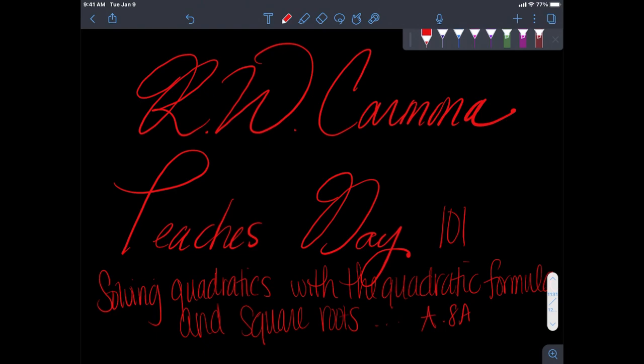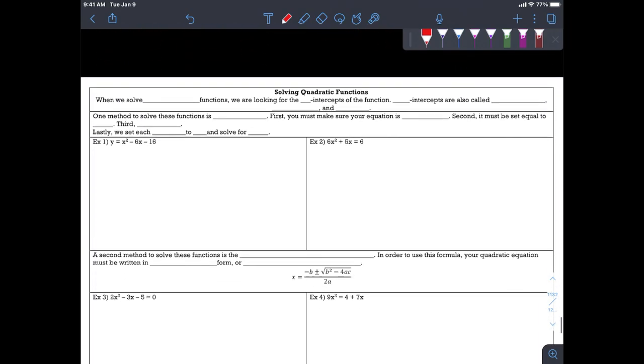101. Today we're going to be talking about solving quadratics with what is called the quadratic formula and also square roots. We've already been through these topics before, so you guys are already experts on it, but I just want to make sure that we review this because this is one of those fringe things that may come up later in other math classes. So let's go ahead and jump into it.